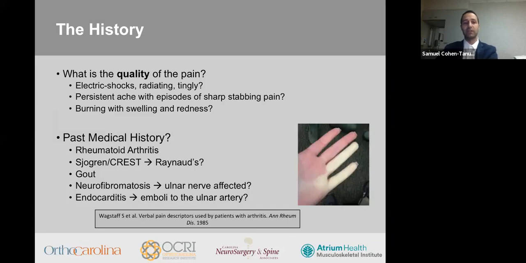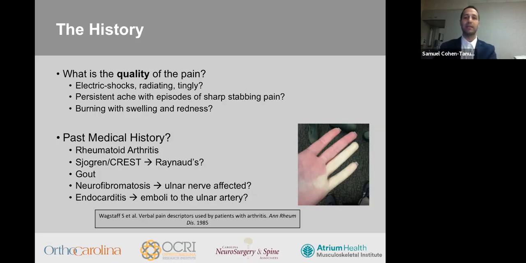Other aspects of the history include the quality of the pain. This is more or less reliable, but we're generally familiar with neurogenic type symptoms. And then the literature supports distinct patterns of language used by patients with osteoarthritic versus inflammatory arthritis type pain. And then it's important to take note of the past medical history because systemic conditions can affect any of the tissues of the extremities.